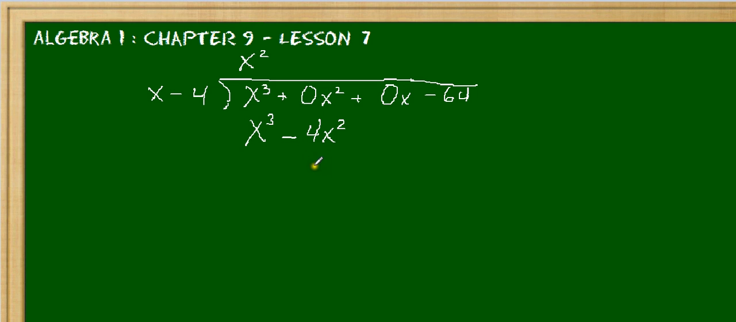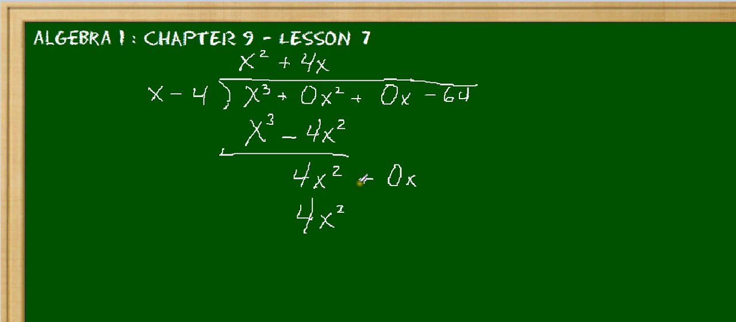So what's 0 minus negative 4x squared? Remember, you're subtracting a negative. It's like adding a positive. So it would be 0 plus 4x squared, which is 4x squared. And now we're going to bring down 0x. Now you might say, what is x into 4x squared? Everything's positive, so we know this is going to be positive. So x into 4x squared, we will multiply 4x times x would be 4x squared.